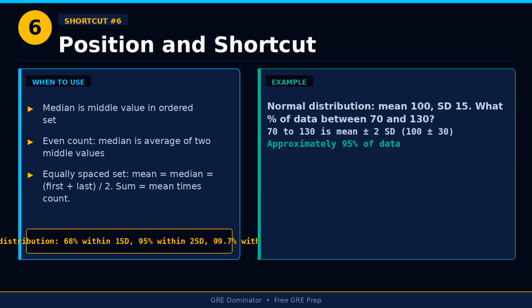Median is the middle value of an ordered set. For an odd count, it is the single middle value. For an even count, it is the average of the two middle values. Equally spaced sets shortcut. In any set where values are spaced equally, the mean equals the median equals the average of the first and last values. Consecutive integers, even integers, and multiples of any number are all equally spaced. This shortcut eliminates all the individual additions for any equally spaced range.